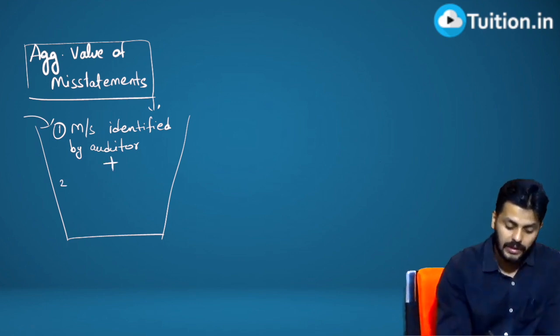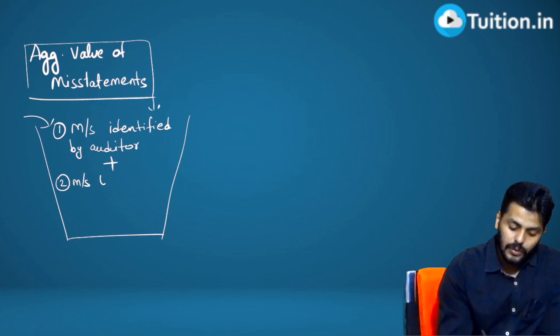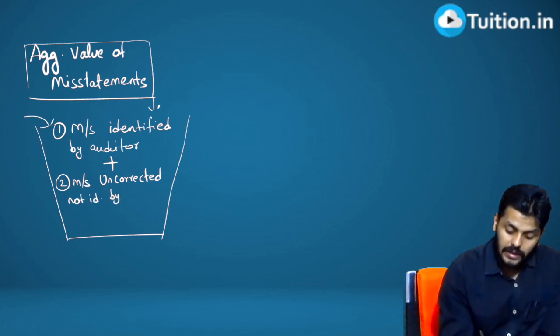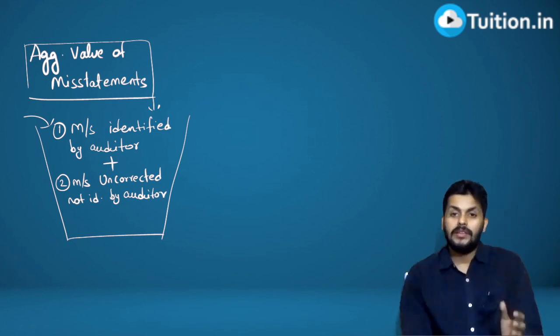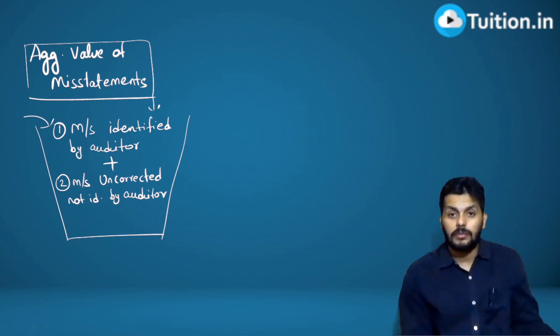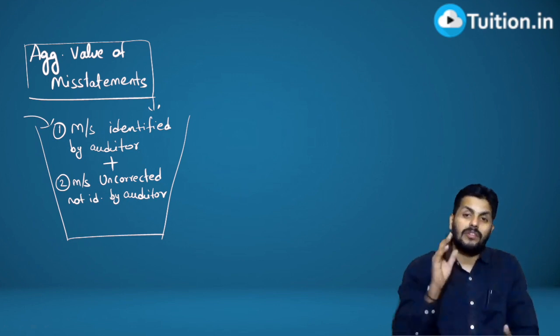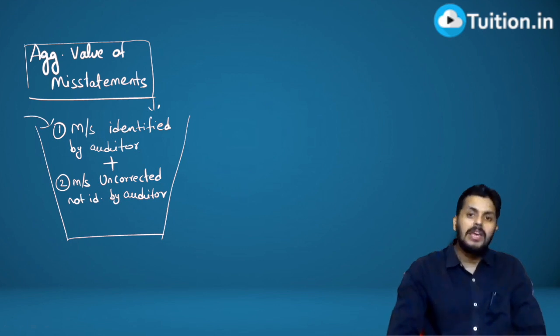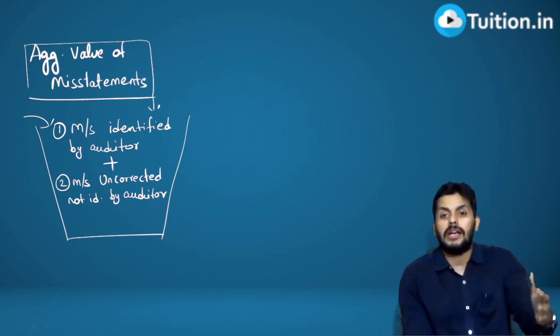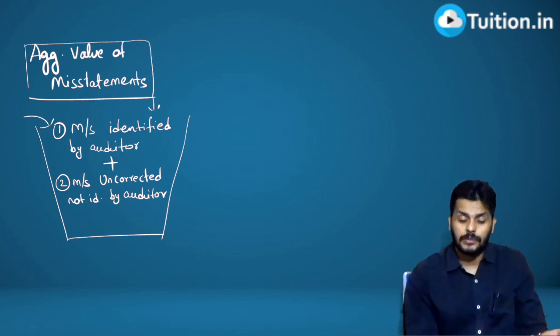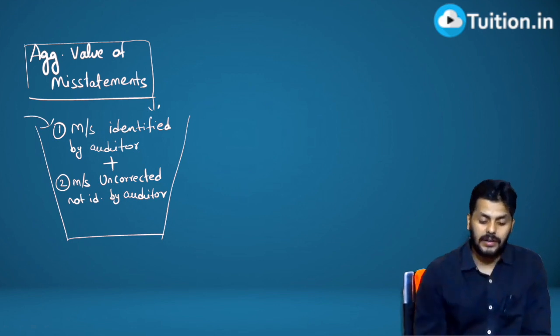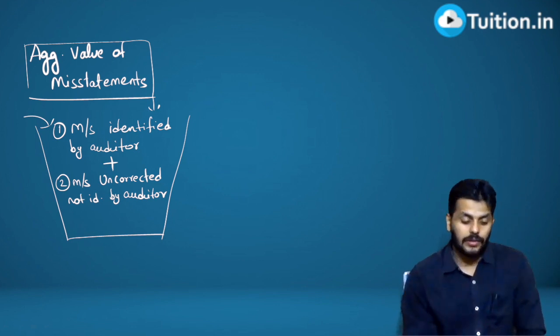Plus, what else will form part here? Misstatements uncorrected, not identified by the auditor. Now you may ask me, sir, if it is not identified by the auditor, how will it fall here? Please understand, just because you didn't identify it doesn't mean it's not a misstatement. You did sampling procedures. Now what if it's not covered in the sampling part? There may be several misstatements which have not been identified by the auditor, but they are also part of misstatements. And what if some of them turn out to be material? So misstatements uncorrected is also a piece that one needs to consider in this context.